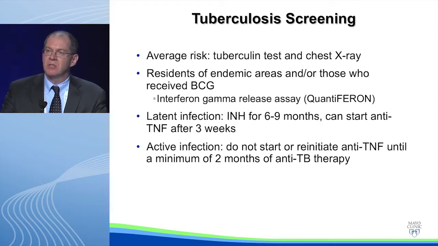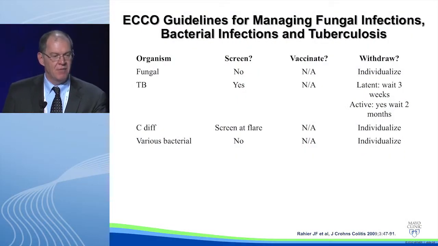For tuberculosis in particular, I think you have to make a distinction between whether or not the patient has latent tubercular infection or active infection. If they're latent, you want to get them on their isoniazid prophylaxis for at least, in some of the society guidelines, they're saying at least 3 weeks, then you can start your anti-TNF therapy. And of course, if they have active TB, they need to be on their multi-drug therapy for a minimum of 2 months before you would consider starting them on anti-TNF therapy.